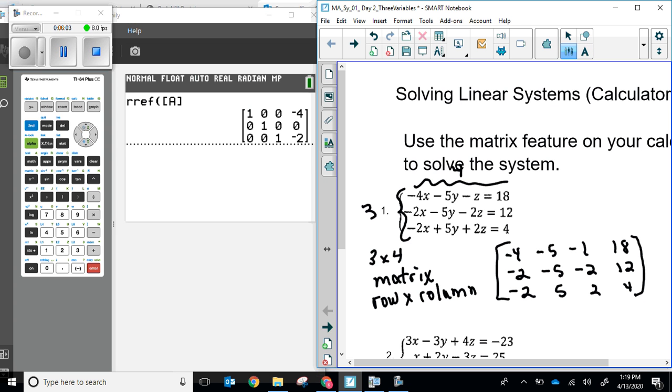I'll do it in black. I can't seem to get my pens on there. All right, so my answer matrix.